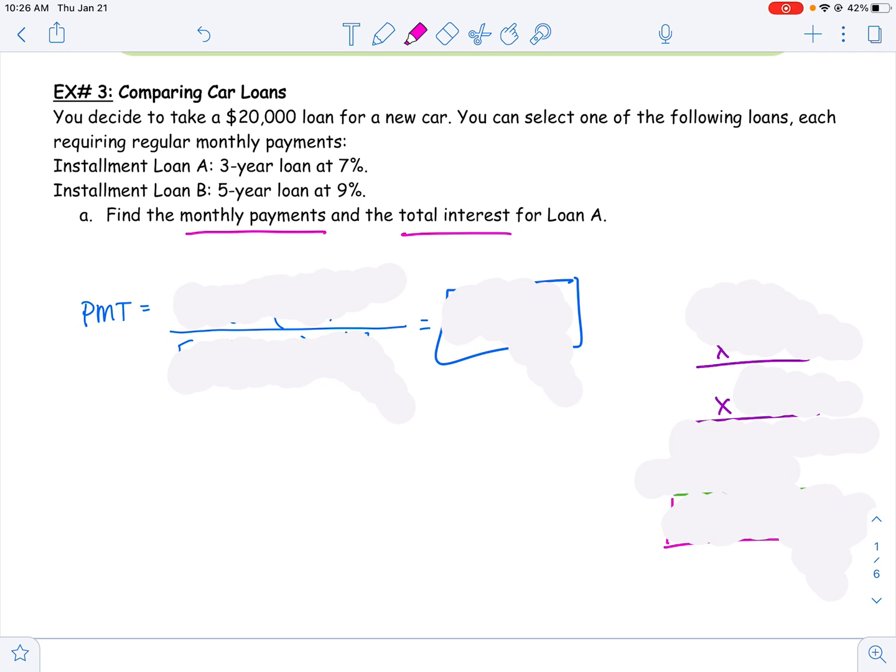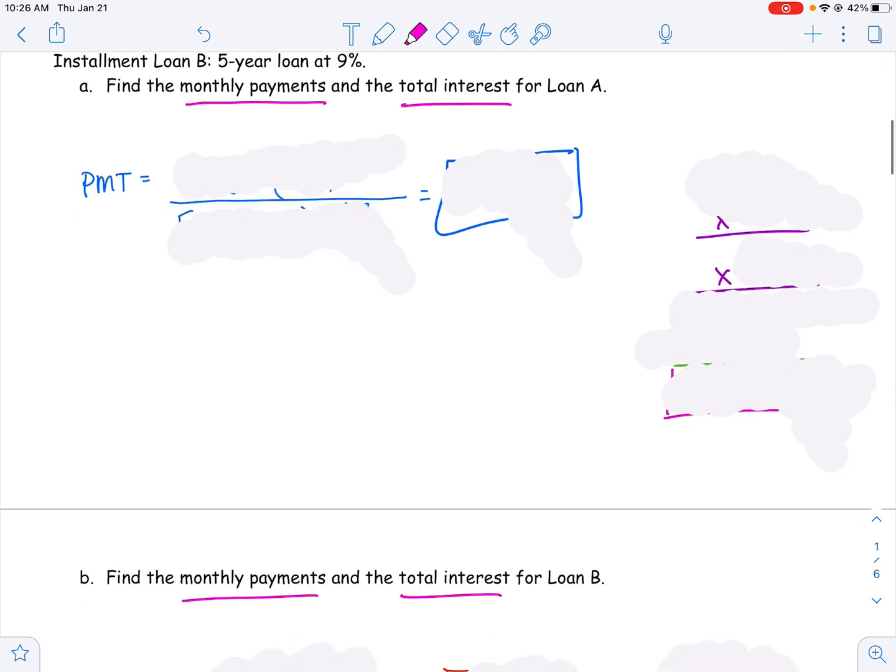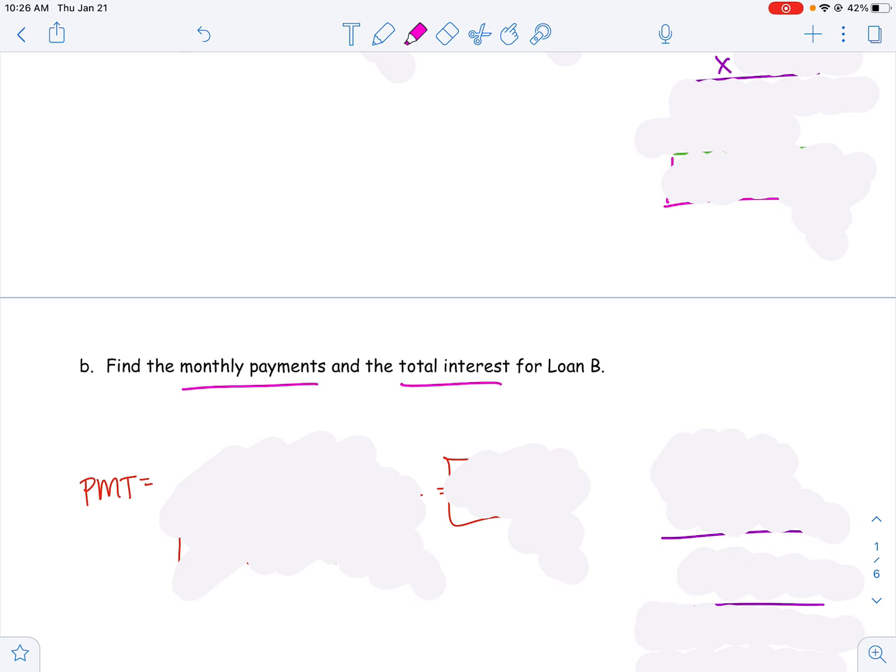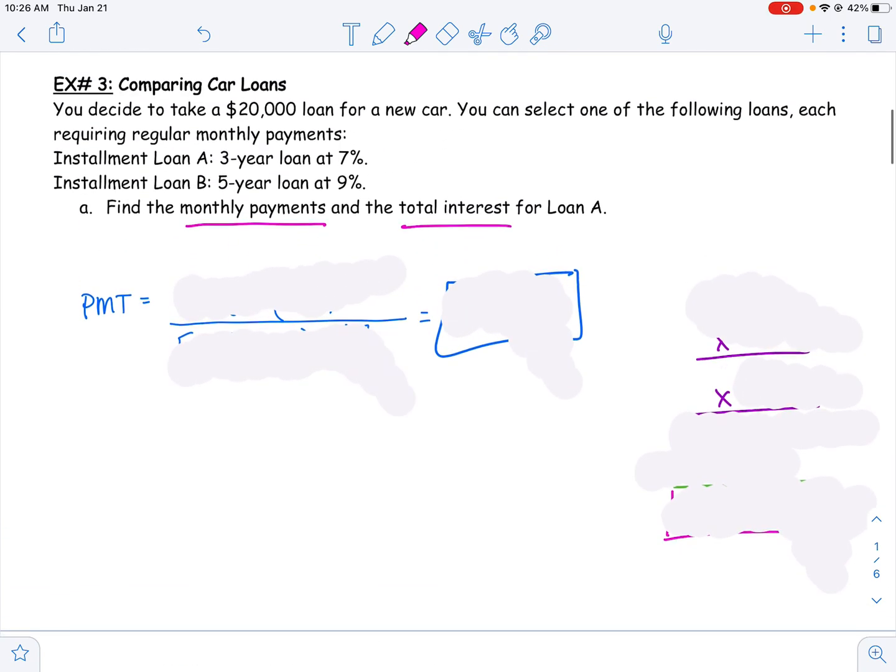Part A of this problem asks us to find the regular payment, the monthly payment, and the total interest that you paid for loan A. Part B asks us to find the same thing, but for loan B, the monthly payment and the total interest. Let's do one at a time.